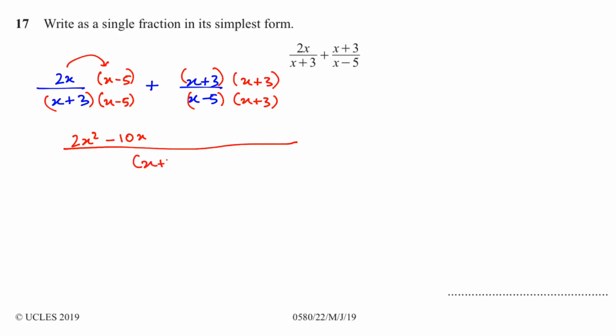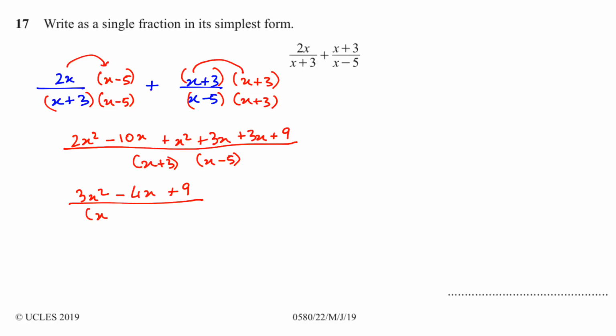Now you can combine them and write it as a single fraction. x multiplied by x will be x squared. x times 3, 3x. Simplify it. 2x squared plus x squared, 3x squared. Negative 10x plus 3x will give you negative 7x plus 9 over x plus 3 and x minus 5.